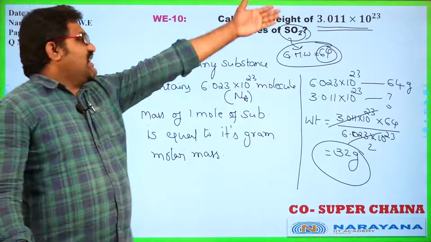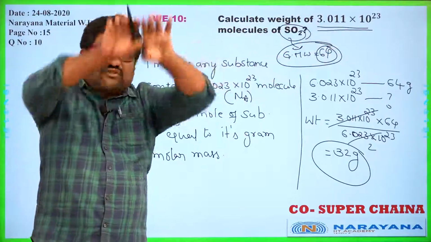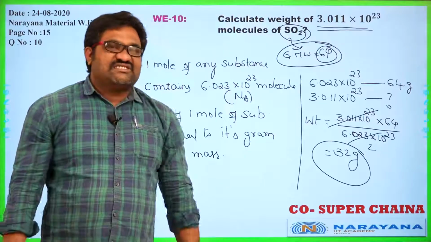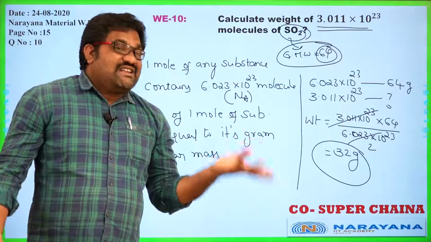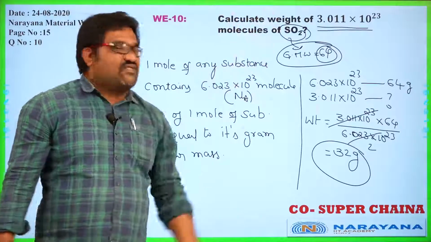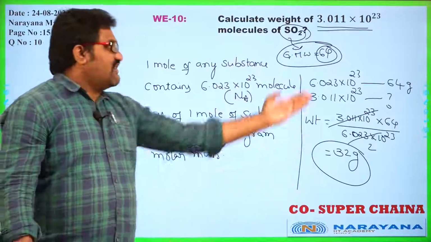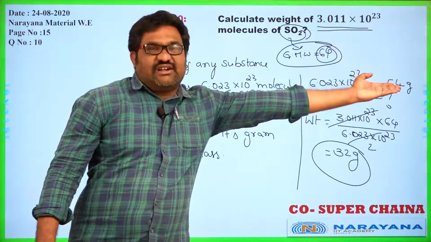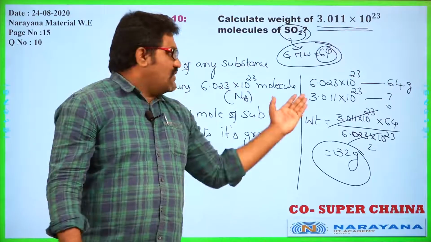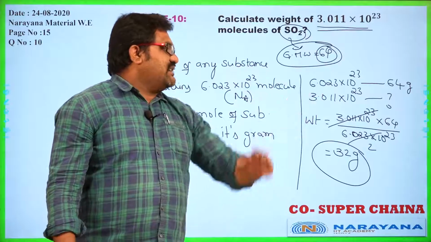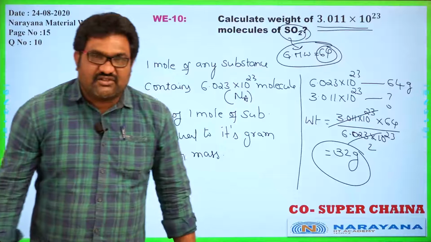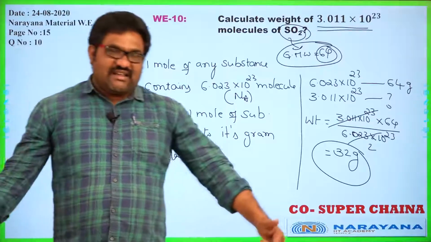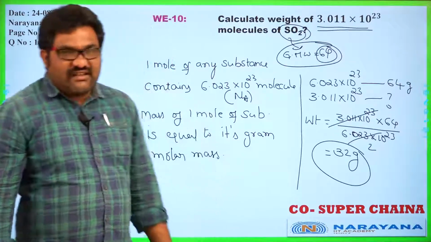Okay. So if Avogadro number of molecules are there, the total weight is equal to its gram molar mass. So gram molecular weight or gram molar mass of SO2 is nothing but 64. So Avogadro number of molecules weight is equal to its gram molar weight. Now how much weight is there in 3.011 into 10 power 23 molecules? Is it clear? Yeah. Let us go for the next question.